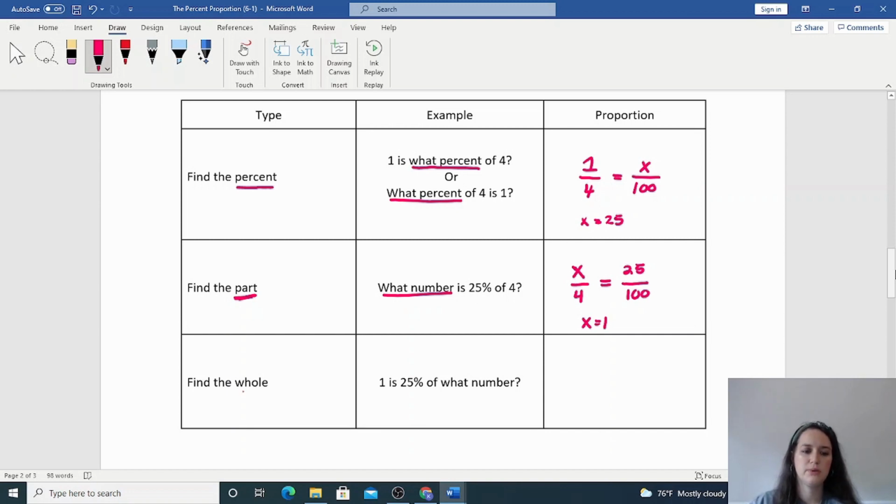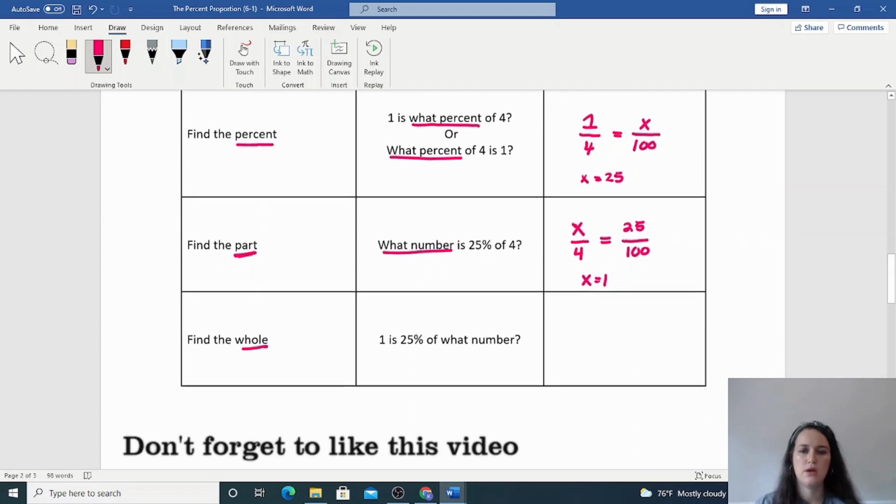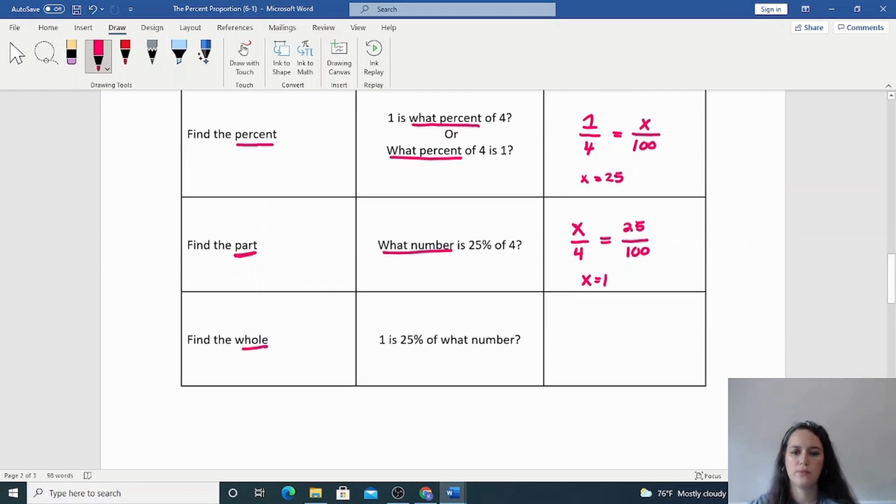And then the last part is to find the whole. And when you're looking for the whole, then that means we still have 25% because it's given to me. Looking for the of. Okay, that means down here, the of is your denominator. Okay, then I don't know what that is. I'm looking for the of. 1 over x. And I know that x is going to be 4.